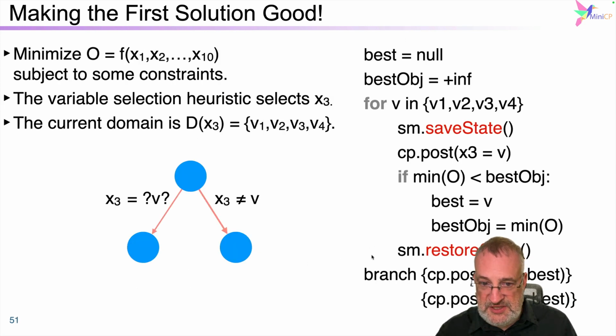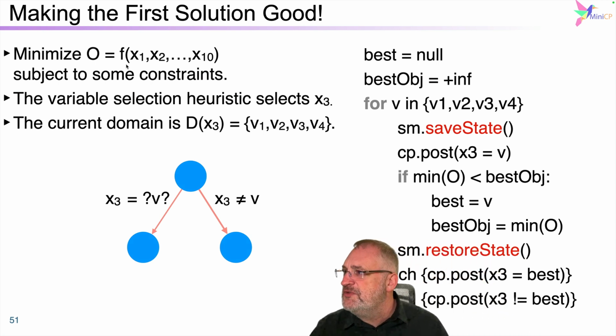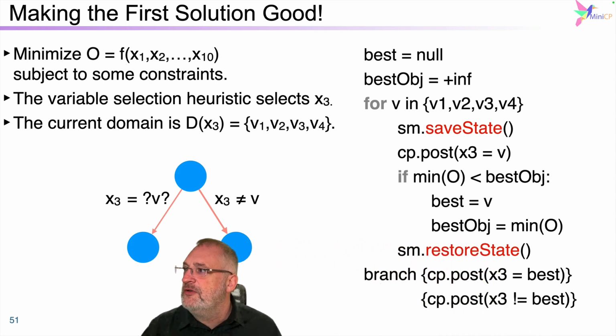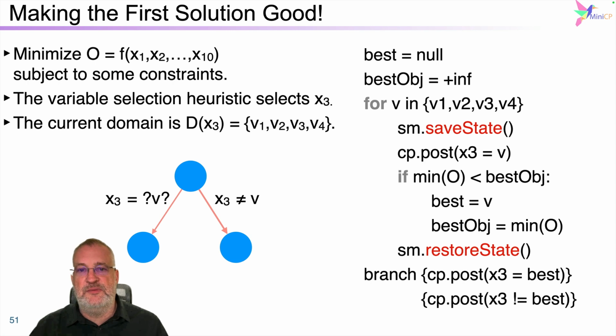That's the algorithm here. We're basically trying to minimize an objective function, which is a function of all the variables x1 through xn, subject to some constraints. And we're considering the variable selection for variable x3, right? The current domain of x3 has 4 values, v1 through v4. So the way we can do this is when we come in, we're going to loop over 4 values. And we're going to see which value leads to what impact on the objective.